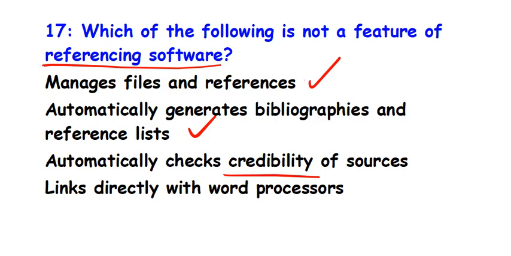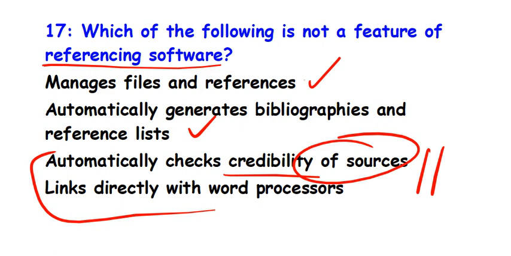Now when you are using this referencing software, it's just going to show all the references. It doesn't check credibility, it just puts them in a very nice way to follow. That is very important for us to know. So which one is not? The one that is not is the last one, automatically checks credibility of sources. It doesn't.